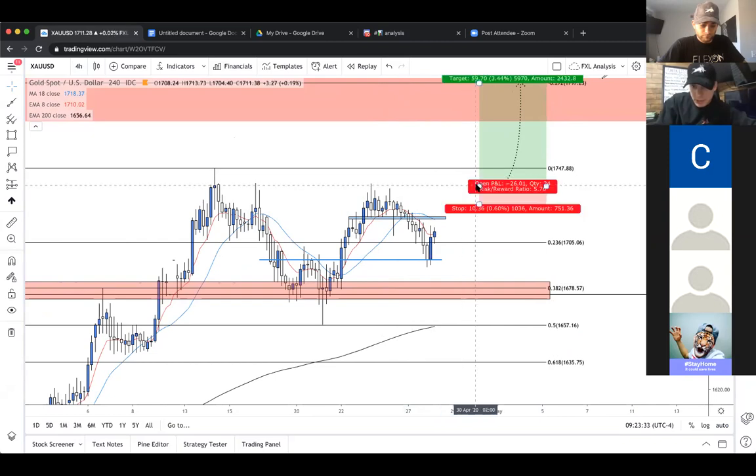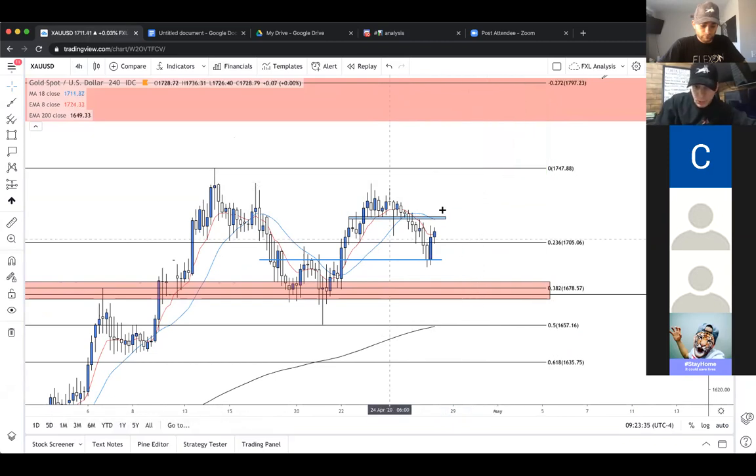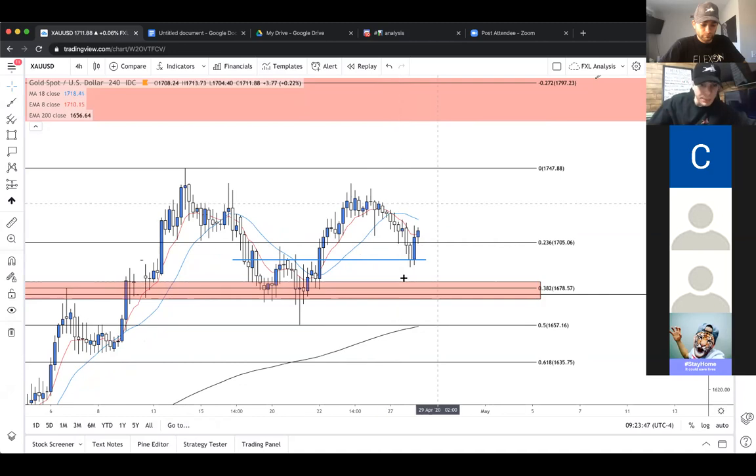I'm just going to erase this because this is no longer valid. I pulled back to this structure level, a deeper structure level. This is that 4-hour level instead of this 1 hour up here. So it came back, pulled back, and then gave us this 4-hour engulfing. So you could potentially see some long opportunities coming out of this area.